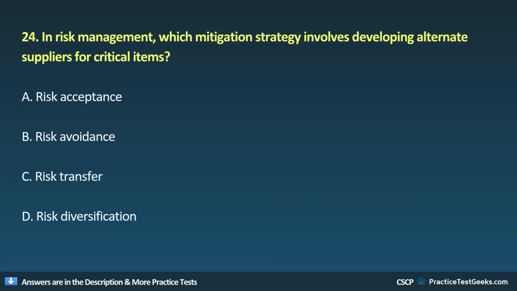24. In risk management, which mitigation strategy involves developing alternate suppliers for critical items? A. Risk acceptance. B. Risk avoidance. C. Risk transfer. D. Risk diversification.